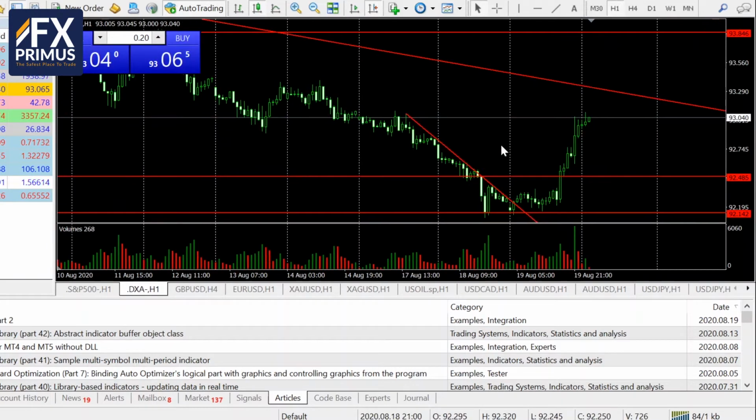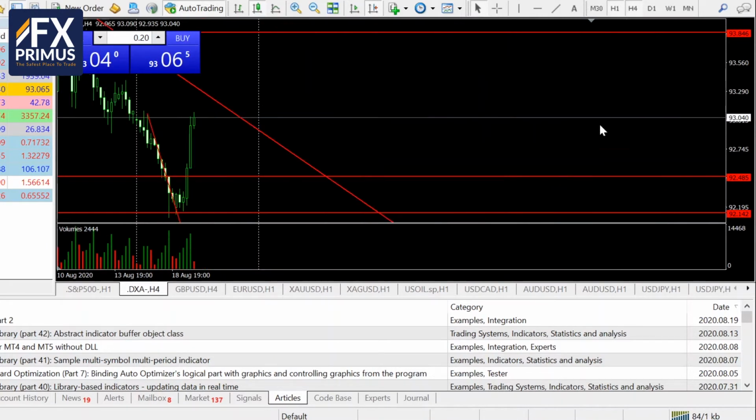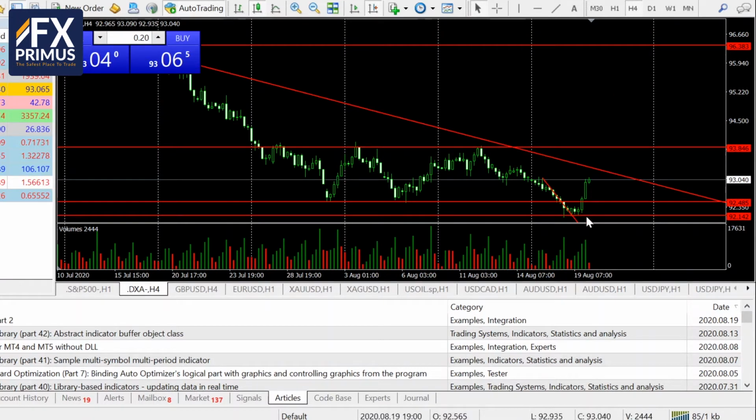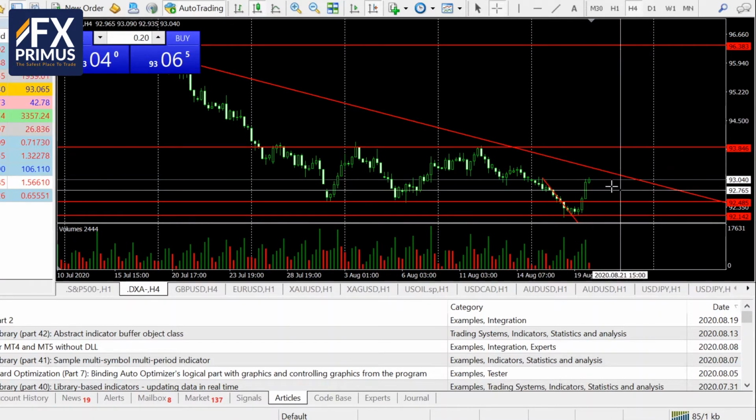Same story goes for the US dollar. At the moment, US dollar seems to have found very good support and will be looking to test.